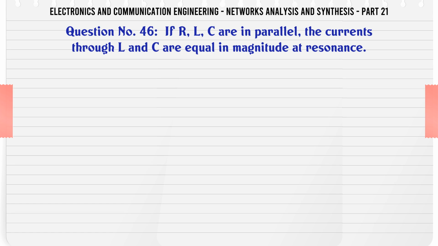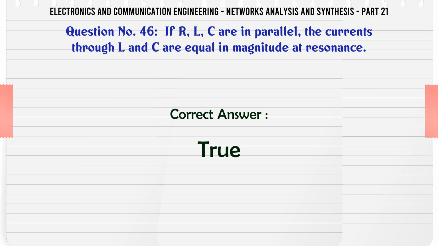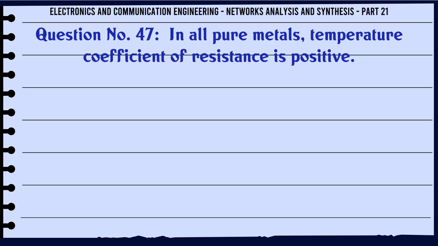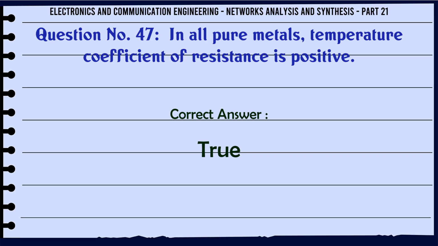If R, L, C are in parallel, the currents through L and C are equal in magnitude at resonance. A. True, B. False. The correct answer is true. In all pure metals, temperature coefficient of resistance is positive. A. True, B. False. The correct answer is true.